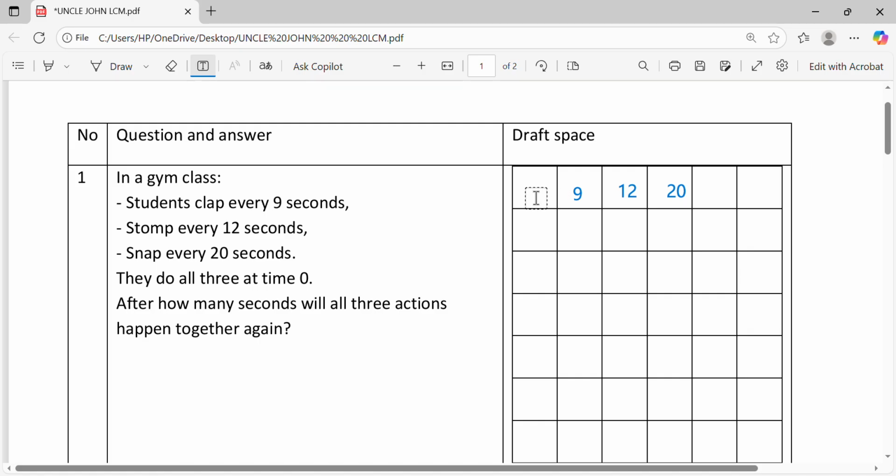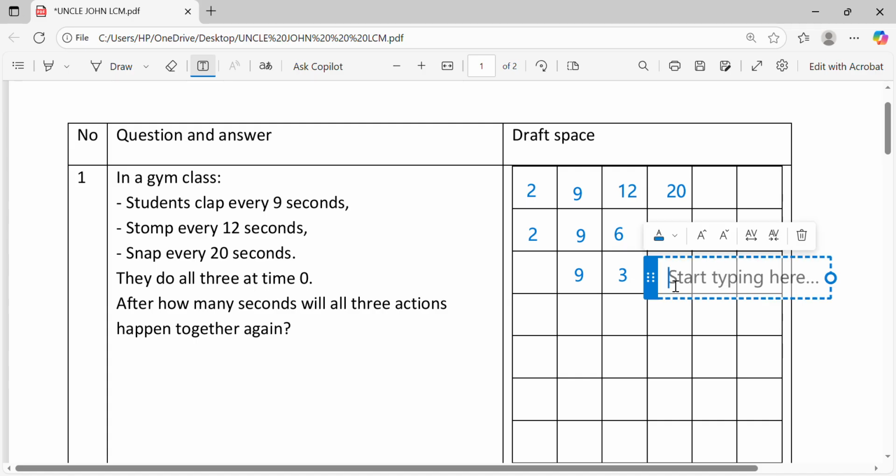So we start with 2 when we have an even number. 9 divided by 2 is impossible. If it is impossible, I copy it down. 12 divided by 2 is 6. Then 20 divided by 2 equals 10. I again divide by 2 because of 6 and 10 there. 9 divided by 2 is still impossible, so I copy it down. 6 divided by 2 is 3, and 10 divided by 2 equals 5.